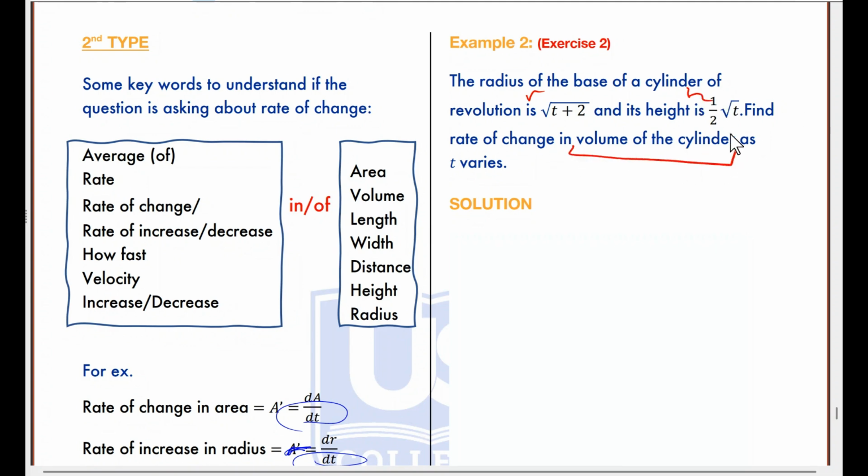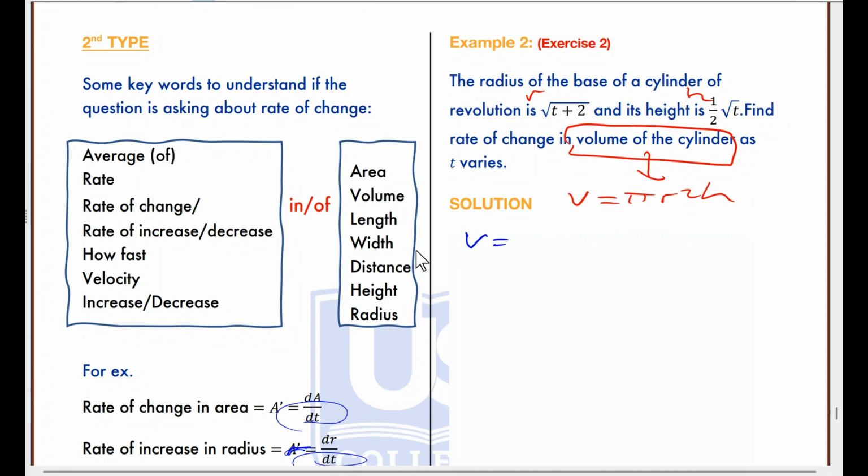So what is the volume of a cylinder formula? We should remember this formula first. The volume of a cylinder formula is pi r squared h. Without knowing the formula, there is no way of solving this question. So we know the formula now. Substitute the given in the formula.